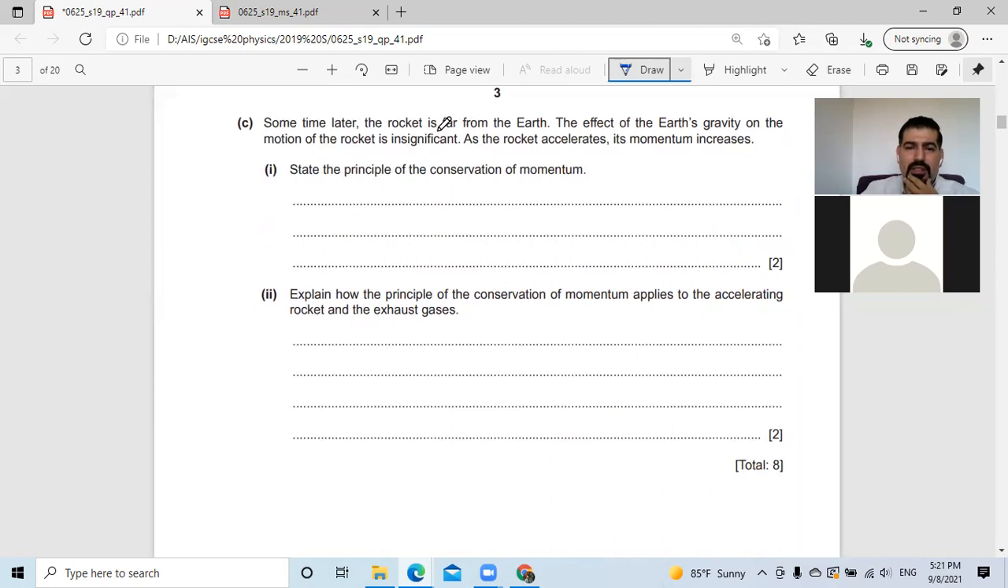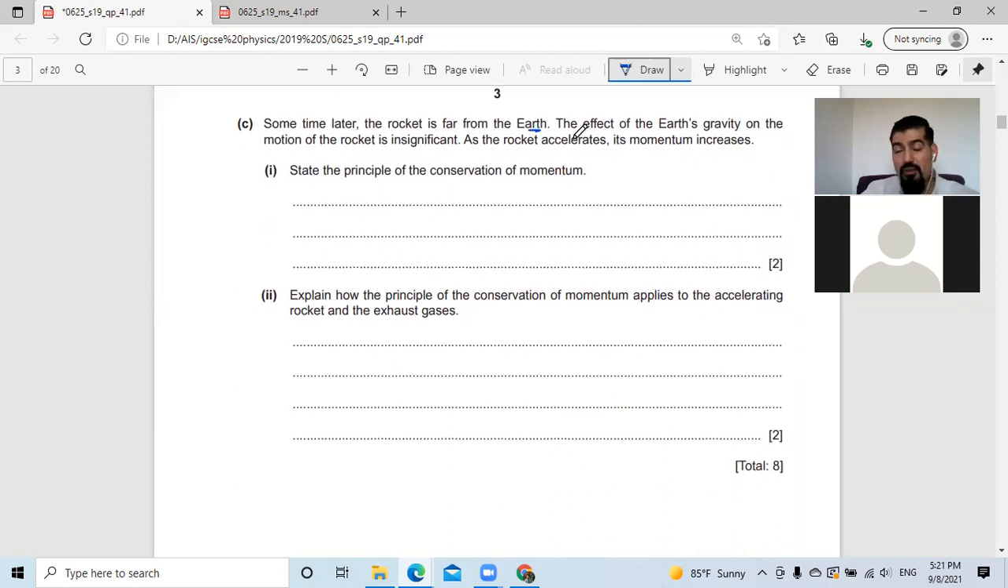Sometime later, the rocket is far from the Earth. That means there is no atmosphere and no huge gravity. This is the information they give us to understand it. The effect of the Earth's gravity on the motion of the rocket is negligible. As the rocket accelerates, its momentum increases. Its momentum increases because it goes upwards, and there are no other forces active.